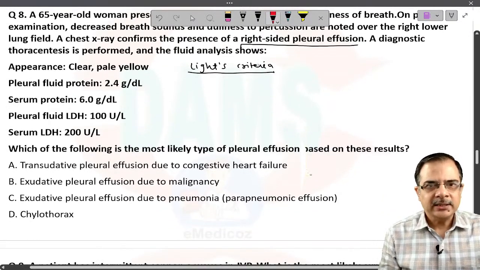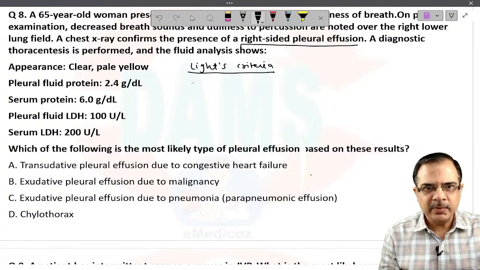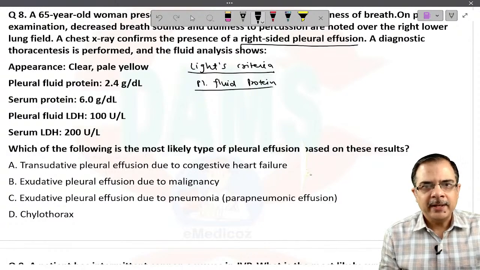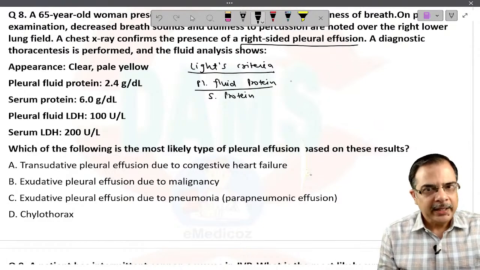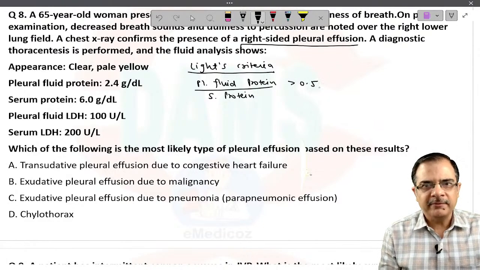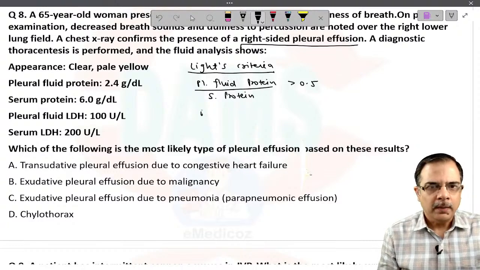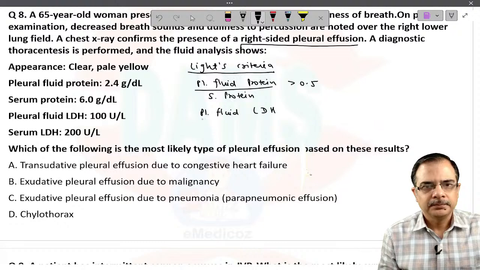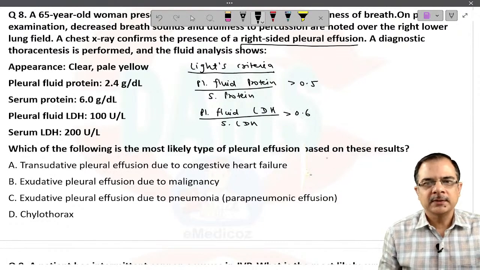So the Light's criteria will be used here. The Light's criteria, number 1 criteria is pleural fluid protein divided by serum protein. It will be more than 0.5, or pleural fluid LDH divided by serum LDH more than 0.6.